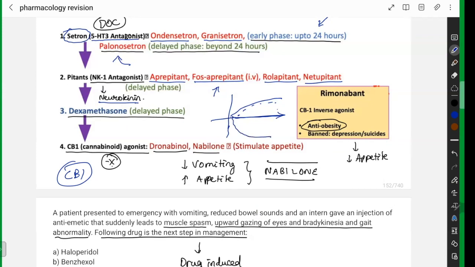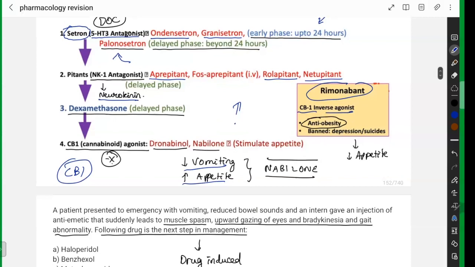For example, for the CB1 receptor, we give agonists like dronabinol and nabilone. What does this do? It is going to decrease your vomiting and increase your appetite. But you have some other thing called rimonabant. This rimonabant is a CB1 inverse agonist. So it is going to cause nausea, vomiting, but this will reduce the appetite.